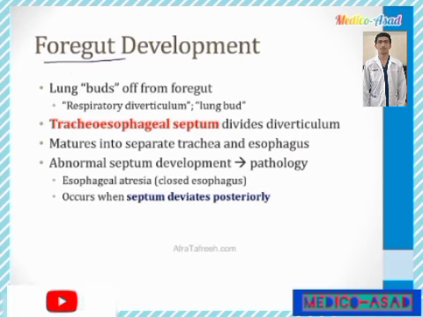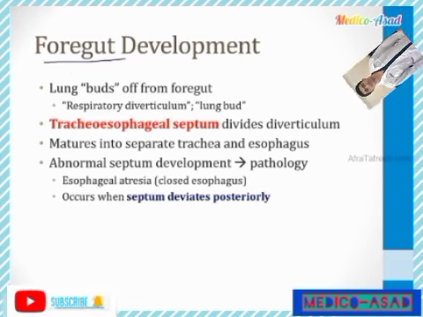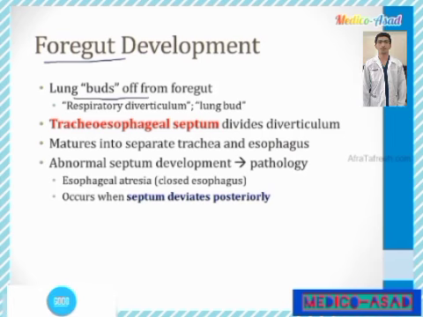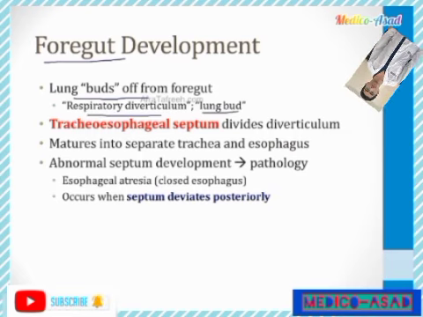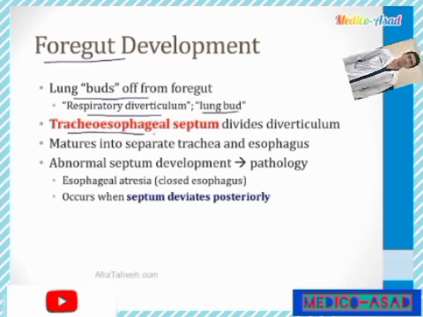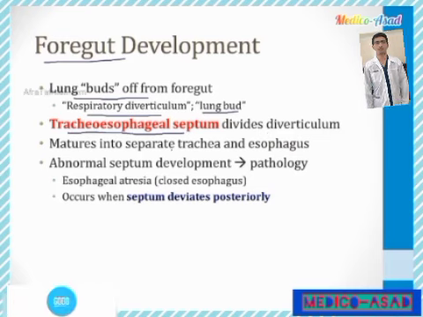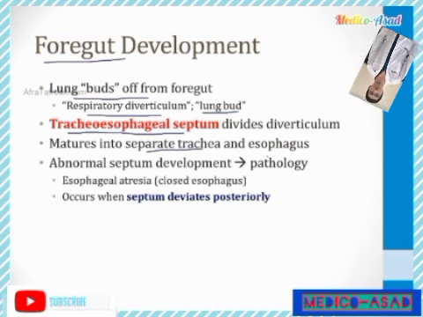This is what forms the esophagus and the stomach, and the most important thing to know about the foregut is that the lung will bud off from the esophagus in a developing embryo. This budding off of the lung is called the respiratory diverticulum, or the lung bud. Eventually, a structure called the tracheoesophageal septum will form, and it will divide the respiratory diverticulum, or the lung bud, from the esophagus, and then the fetus will go on to mature and develop a separate trachea and esophagus.